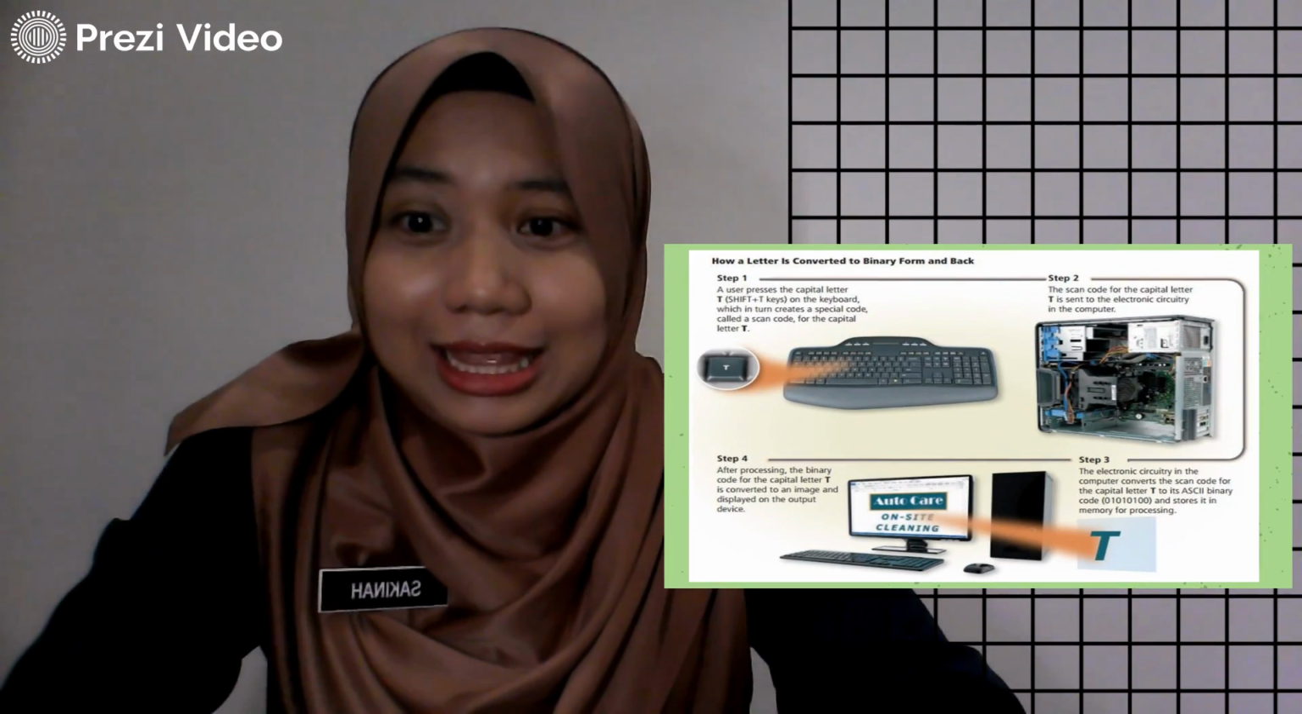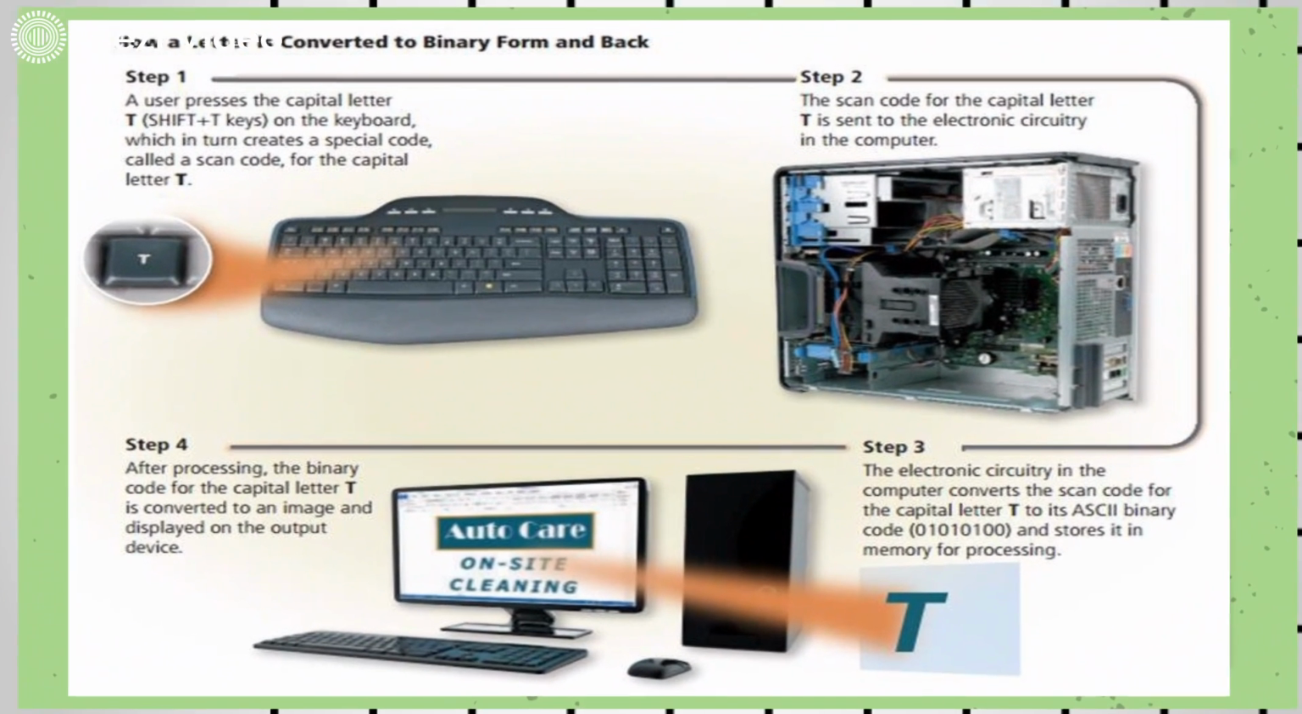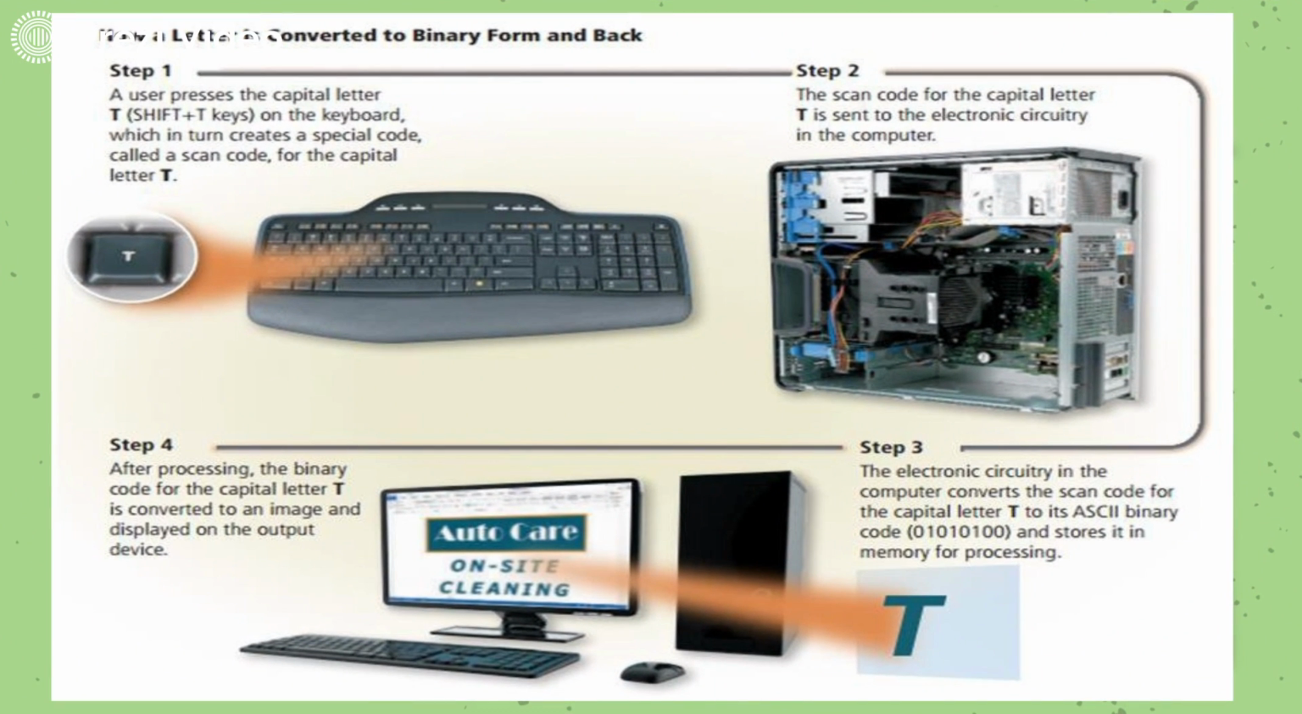Now, let's take a look at this diagram. I'm sure you have seen it before. What happens when you press T on your keyboard is that an electrical signal is sent to the computer circuit, and it is converted into the ASCII binary code, which is 01010100, and stored in the memory for processing. Only after processing is this letter shown as an image on your monitor.